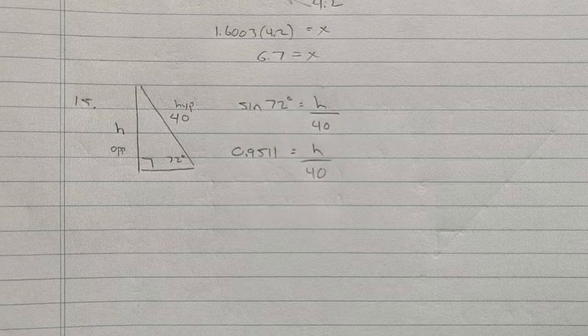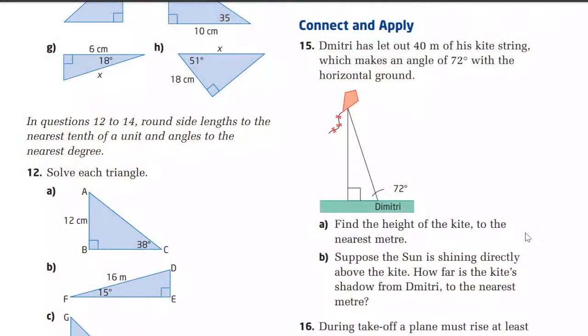In the case of part B, suppose the sun is shining directly above the kite. How far is the kite shadow from Dimitri to the nearest meter? So what it's saying is that if the sun was shining straight down here on Dimitri, what's this adjacent side length? So you can use the cosine ratio there.